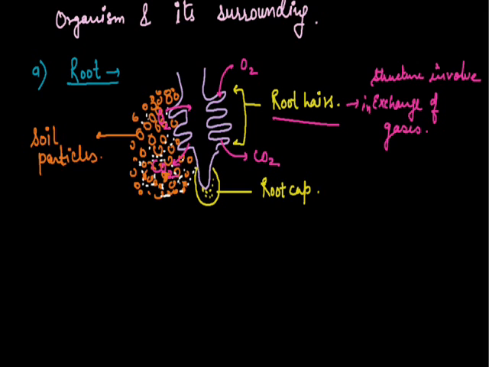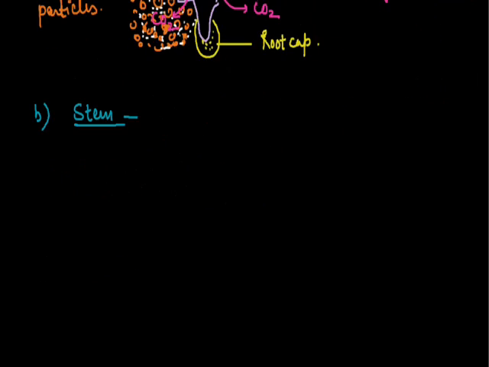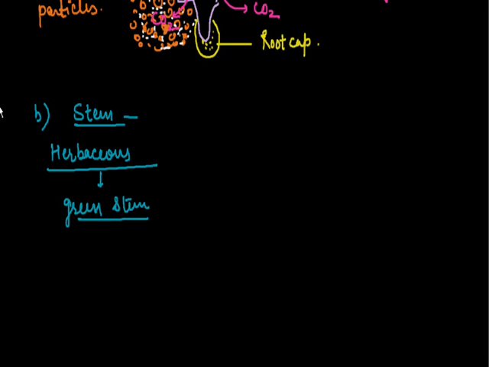Now I'm taking the second example, the second part of the plant that's involved in the respiration process, which is stem. Now there is a problem. Stem can be green stem or woody stem, so according to the plants, two different kinds of stems are available. First is the herbaceous stem, that's a green stem, and on that a tiny pore is available known as stomata.